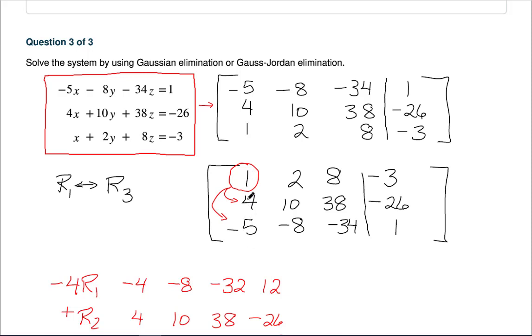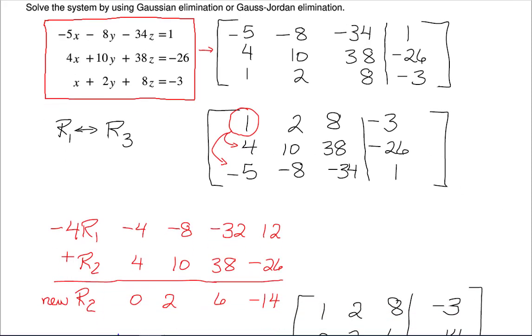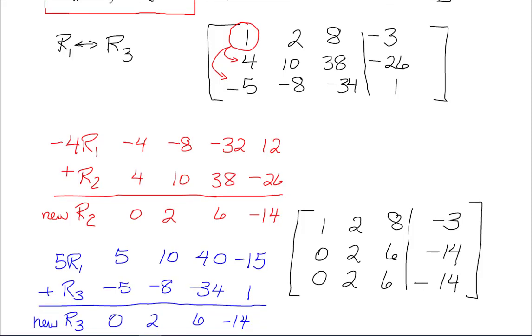Let's see, minus 4, add 4 would be 0. Alright, so I'm going to take minus 4 times row 1, there it is, add row 2, and we get our new row 2. So here's the new row 2. Let's see, 5 times row 1, add row 3. Alright, so do that. So here's my new row 3. Now, when I did that, that's good. We got the 1 and 2 zeros.